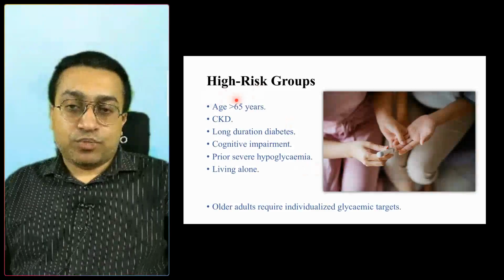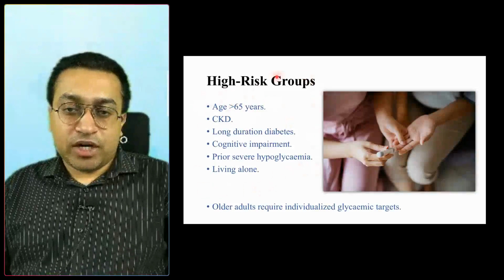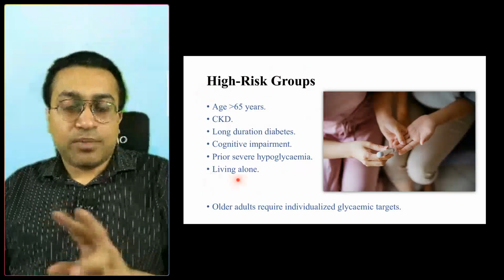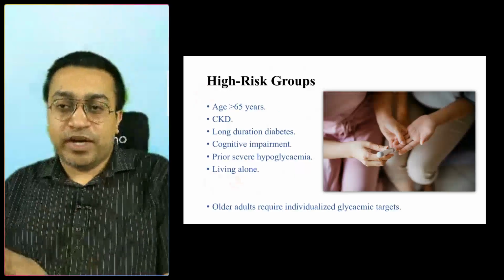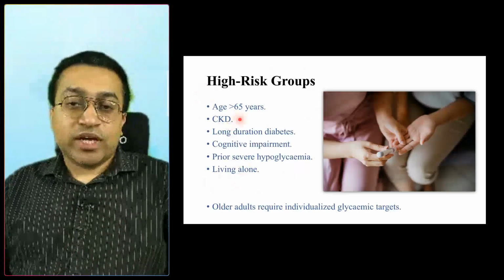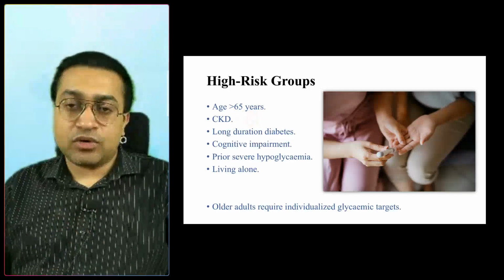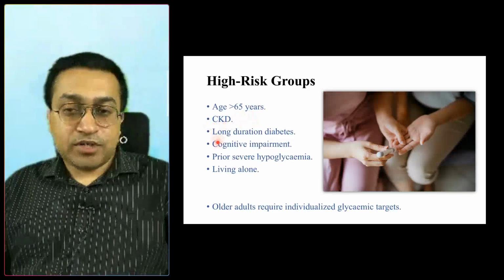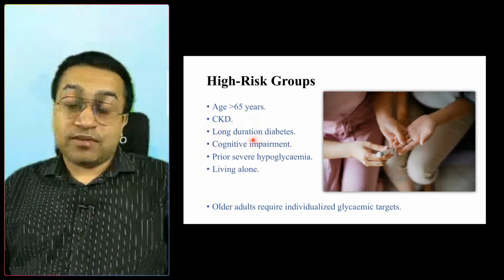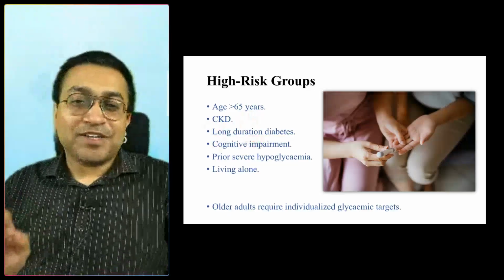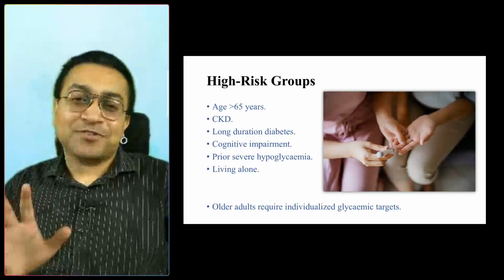Then high risk groups. I think most of us have understood this. This is an overlap with the previous slides, but this is a separate heading, so I've taken it separately. Age more than 65, as I told you, is the highest risk age group. Then CKD patients, long duration of diabetes. Especially, long duration of diabetes patients are masters of diabetes.